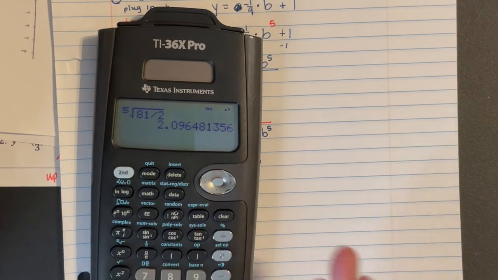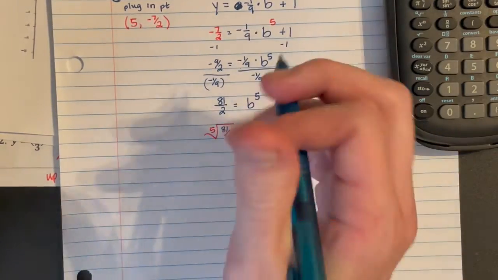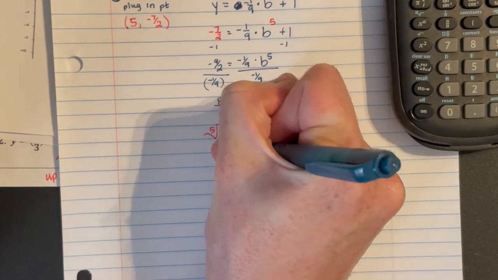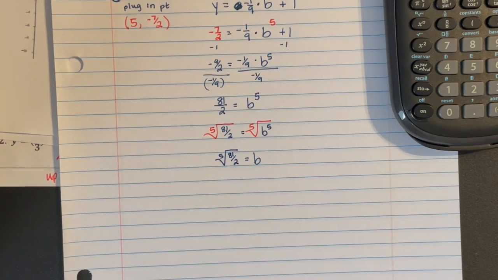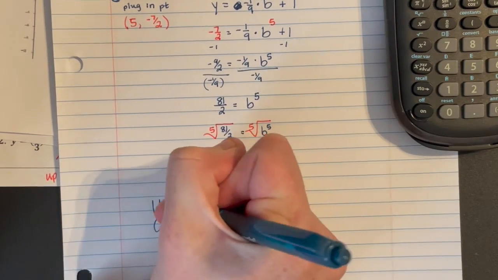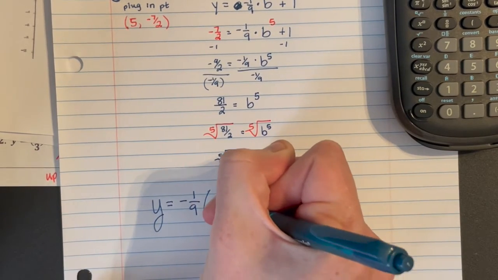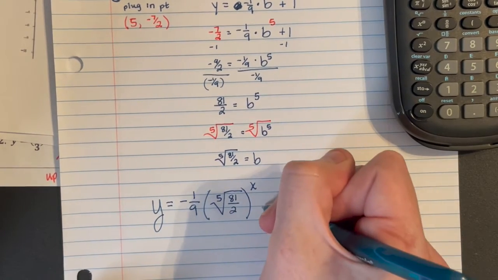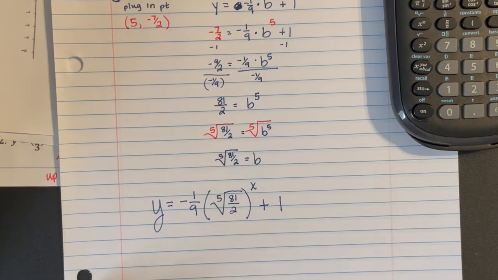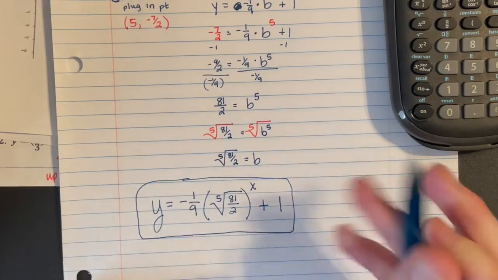And we get this decimal. If I try to turn it into a fraction, it doesn't work. So this will not turn into a fraction. It's just something that's irrational. So our exact answer is just the 5th root of 81/2. It's ugly, but that's what it is. When we put this all together, y equals a, which was -1/9, times b, the 5th root of 81/2, to the x power, plus c, which was +1. So this is how this came out.